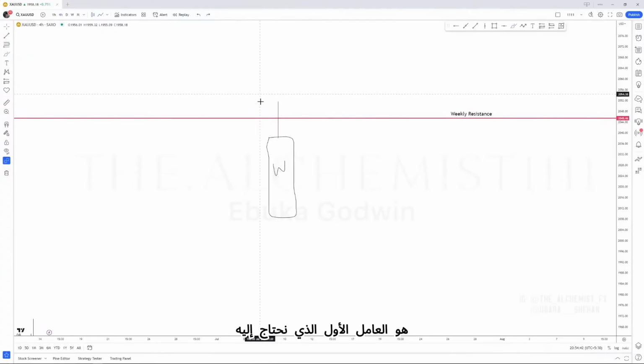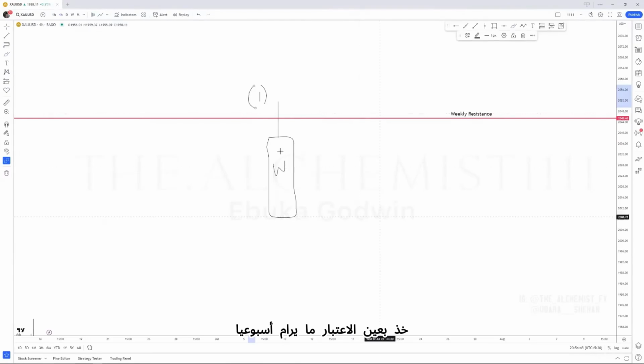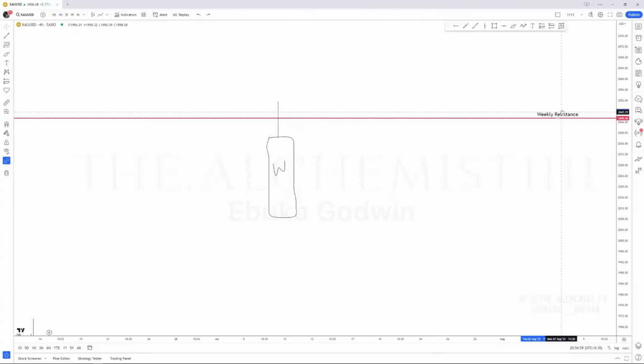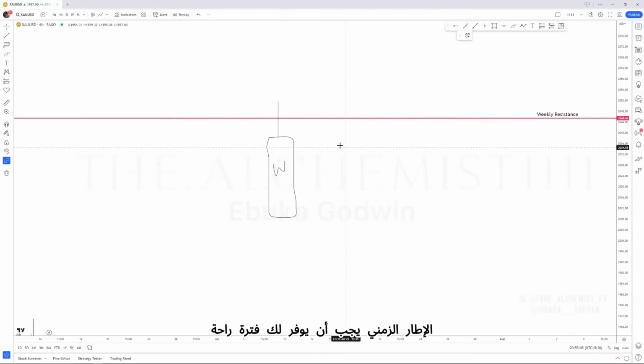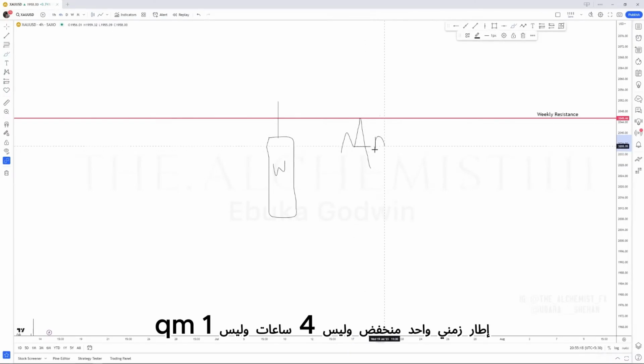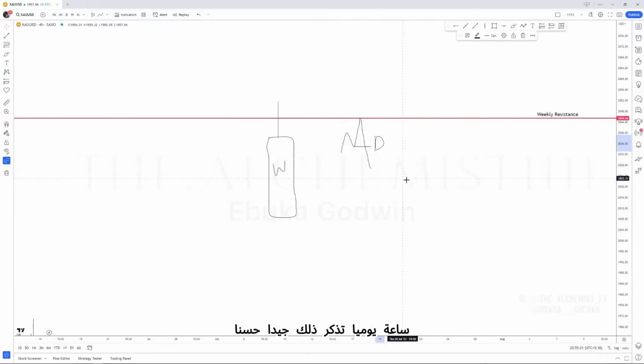So that right there is the first factor that we need to take into consideration: weekly closes below a weekly resistance. There goes your first one. And then the second thing that needs to happen is daily. Always remember, when we're dealing with storylines, it should be one time frame lower for the breakout. Weekly has to close below the weekly resistance, and then the daily time frame has to give you a break of structure to the downside, like this. Or simply, daily has to create a bearish QM. One time frame lower, not 4 hour, not 1 hour, daily. Remember that very well.